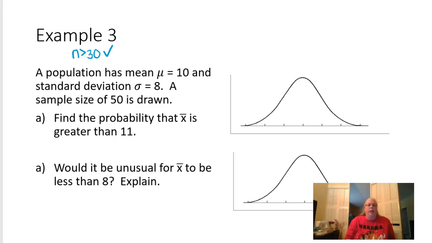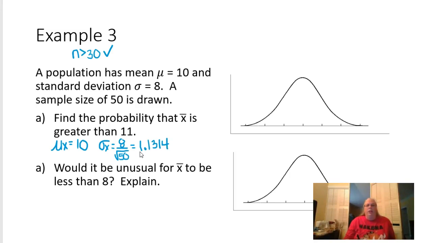Okay, the next thing we want to do is sketch things over here on our curve. So we need our mu x, which is going to be 10, because that's our population mean right here. And we need to calculate our sigma x, which is going to be the standard deviation 8 divided by the square root of our sample size 50. I am going to round this to 4 decimal places. And in my calculator, this is going to give me 1.1314.